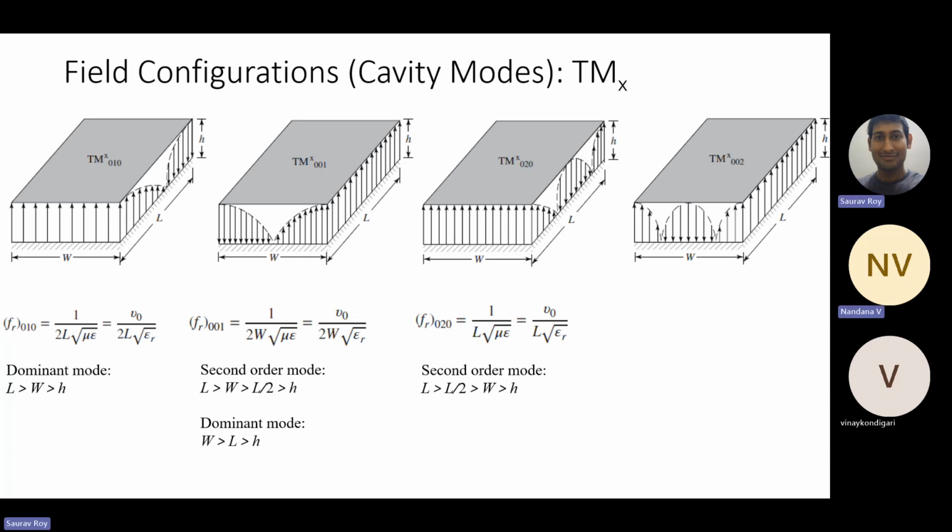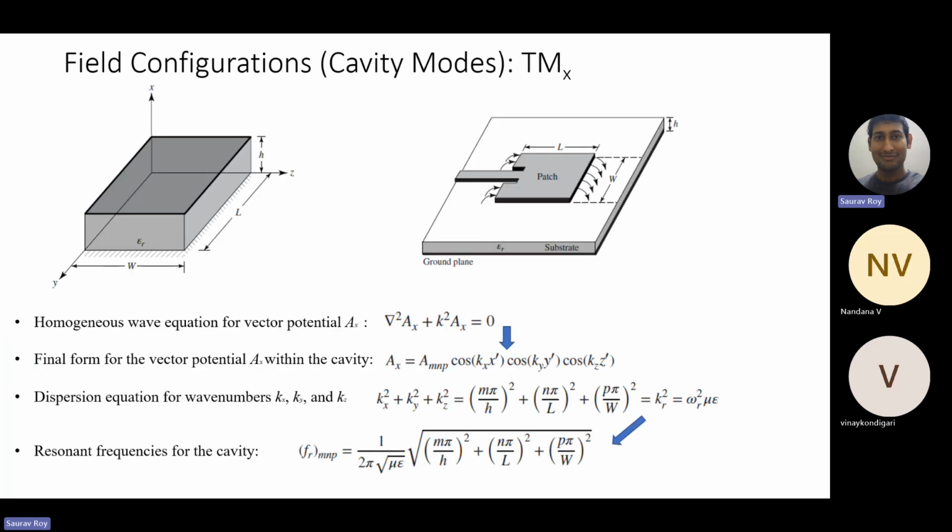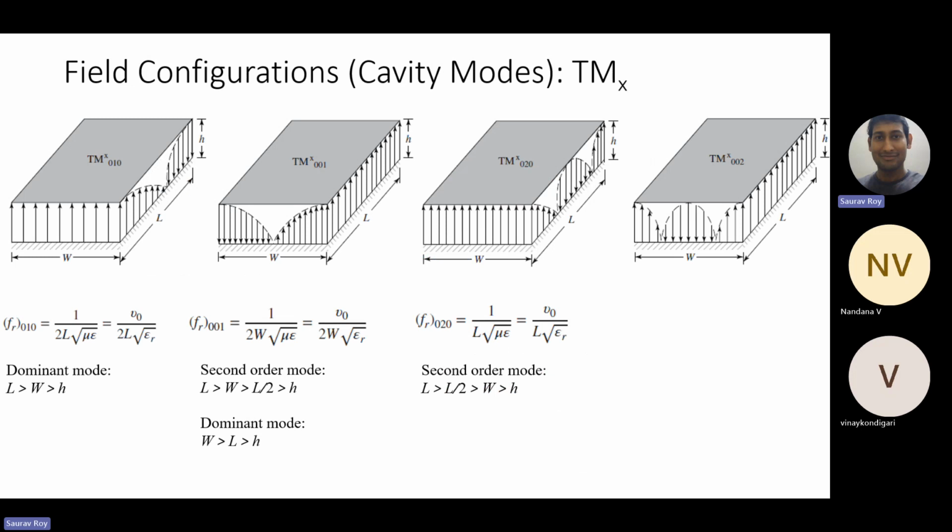Is this clear? Is the definition clear? You see the equation also. The value of the 001 mode is exactly the same. If you put the M and P values here, it would come to this.